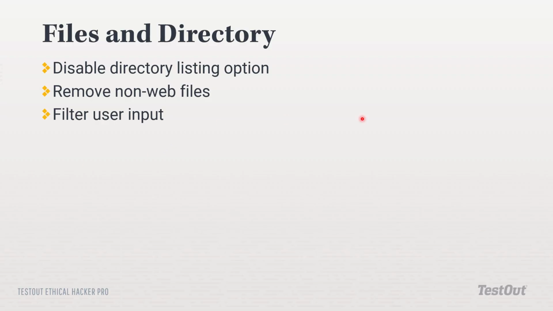All right, that goes into files and directories. So we want to disable directory listing options, remove non-web files, and filter user input in our web servers. Directory listing and poor input filtering have caused countless breaches that we know of. If users don't need access to the files, they shouldn't exist on the web server. Okay, so let's just keep that in mind.